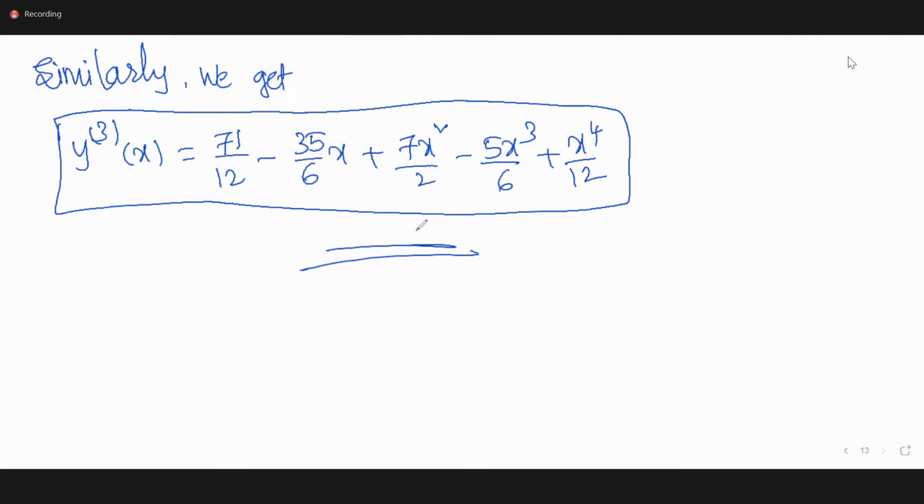Sir, how many approximations should we find, sir? Actually, suppose we are asked to find the value of y at x is equal to 0.2. Then we have to calculate the first approximation, second approximation, third approximation, correct to 4 decimal places. But here the x value is not given, so in this case, find up to the third approximation, and that depends on the function.